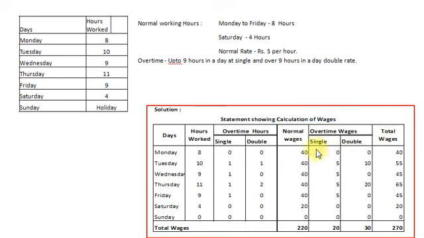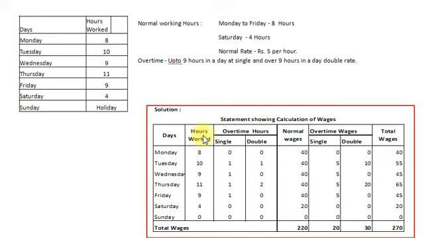Here on Monday our working hours is 8, so there is no single overtime, no double overtime, because our normal working hours for Monday to Friday is 8 hours and here our actual hours is 8, so there is no overtime. So our normal wage would be 8 hours multiply rupees 5 is equal to 40 rupees, and there is no overtime wages, and total wages amount to rupees 40.